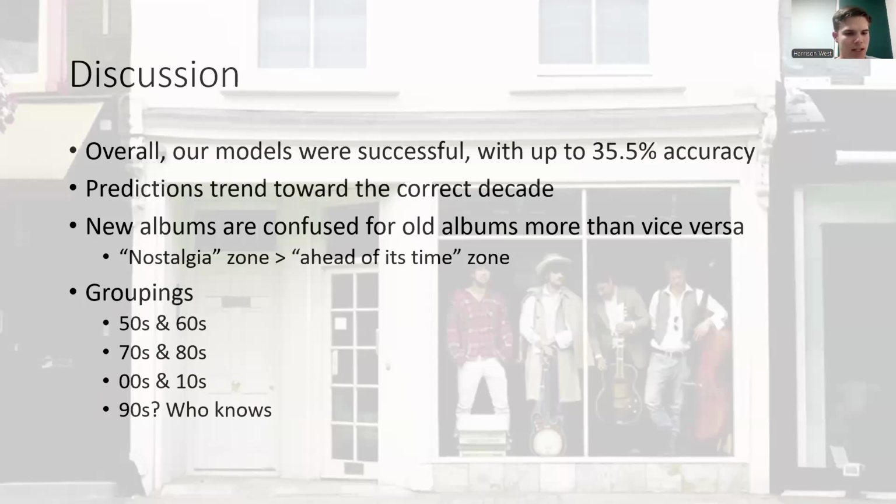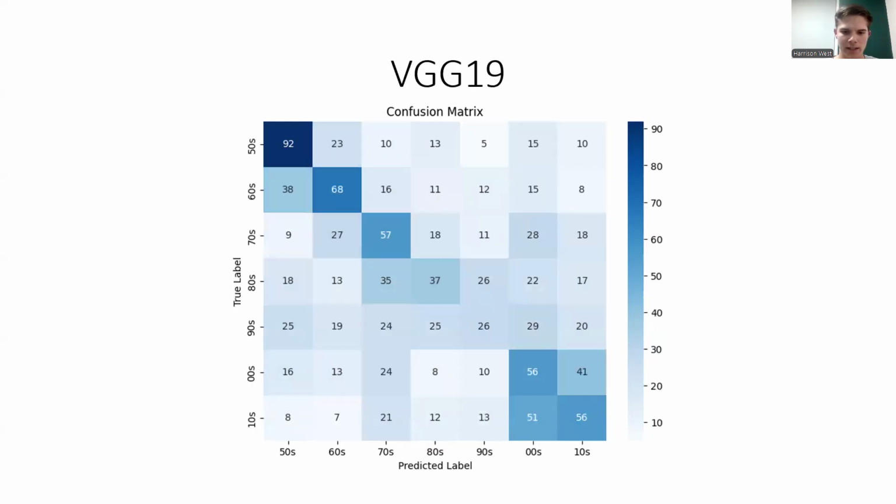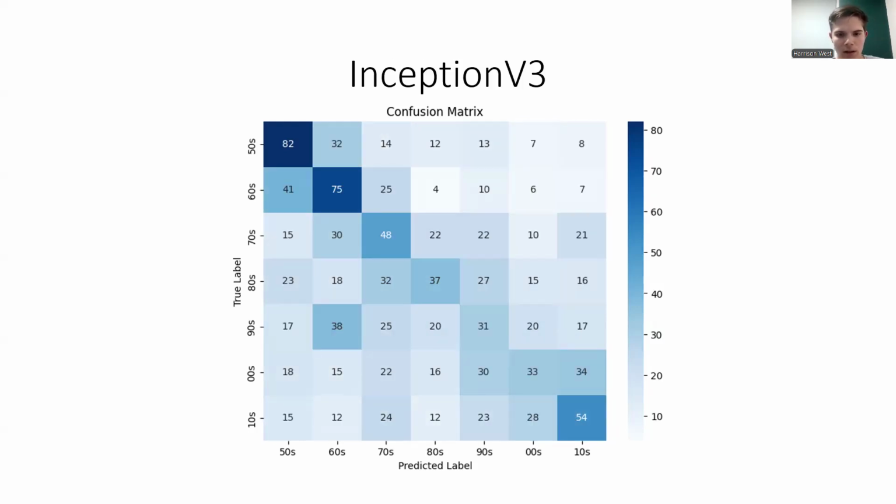And then we could also see some groupings. So, you notice in all of these, it really struggles with the 90s. In VGG 19, it barely does better. Like, if it's given a 90s album, it has no idea when that album came out. You can also see these squares that are starting to form around the 50s and 60s.